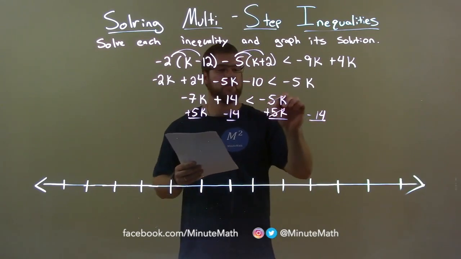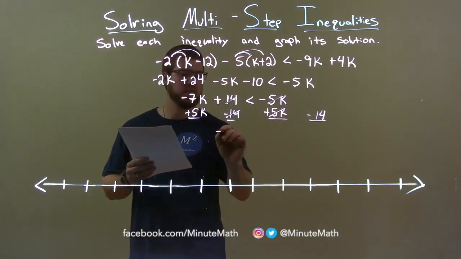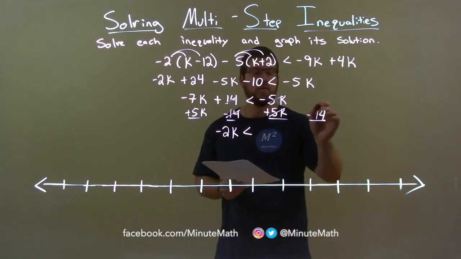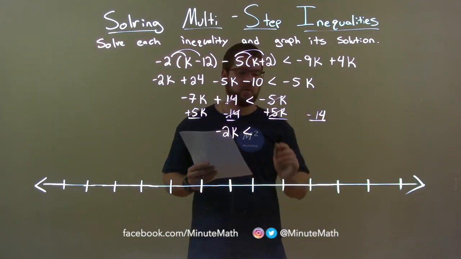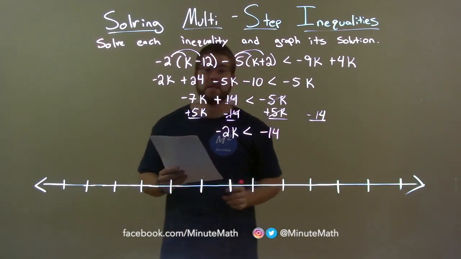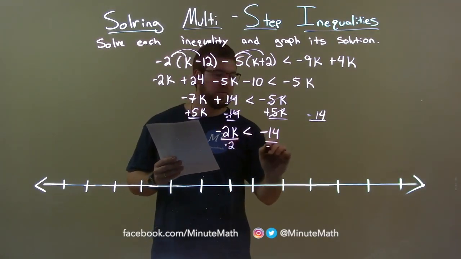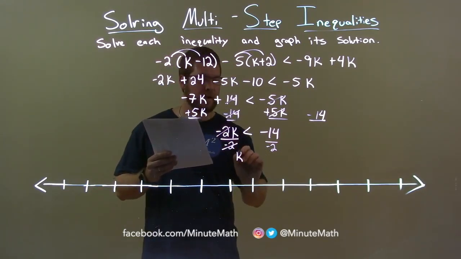The 5k's cancel here, and the 14's cancel there. Negative 7k plus 5k is a negative 2k. So less than, but on the right-hand side, there is no regular number, so there's essentially nothing there. 0 minus 14 is a negative 14. To get k by itself still, I need to divide by a negative 2 to both sides. Negative 2's cancel, and k is now completely by itself.